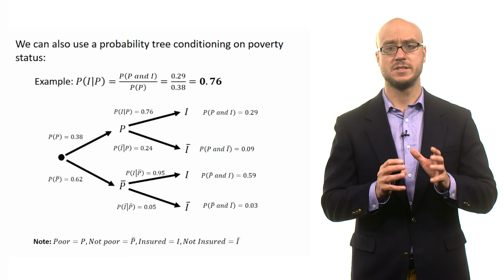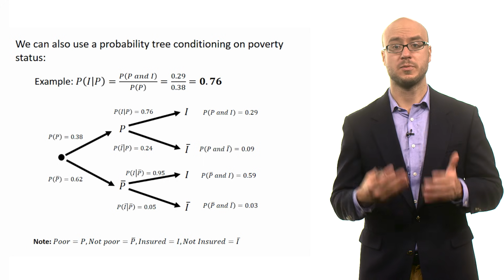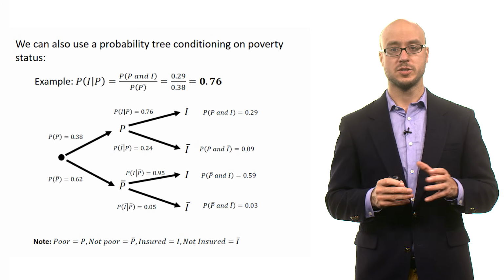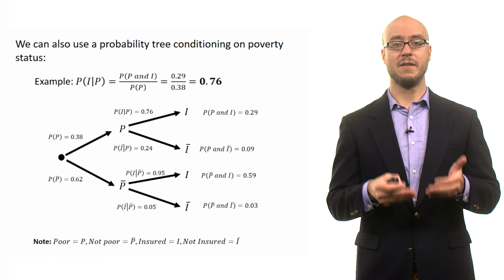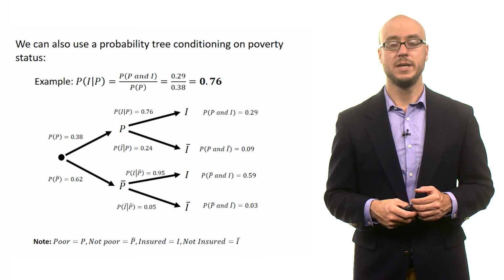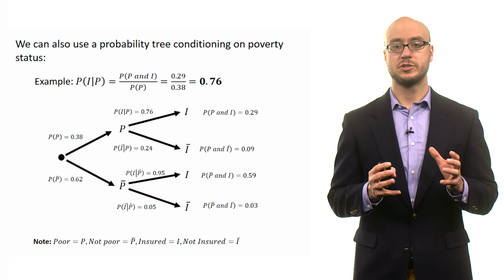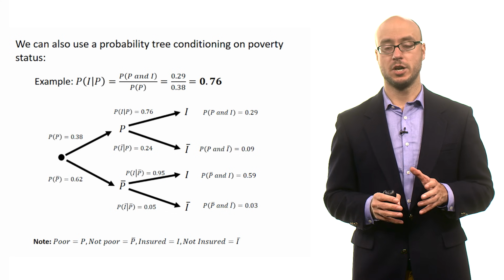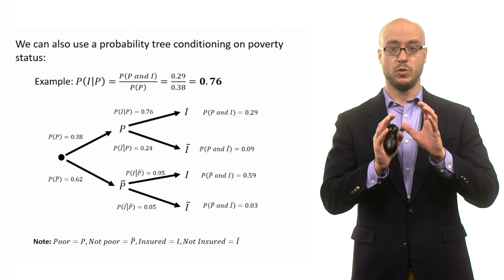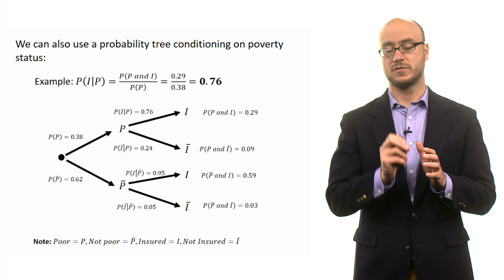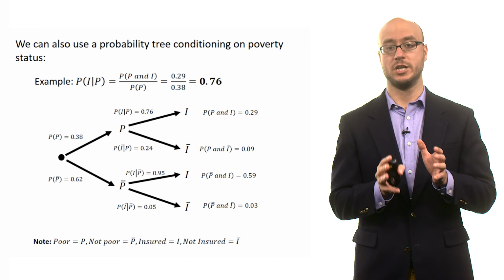We can also visualize and understand this using a probability tree. It's exactly the same as using a probability table. So again, we're trying to find the probability of having health insurance given a person is poor, the probability of I given P. When we write a probability tree, the first thing we want to do is say, what are we conditioning on? Because when you write a probability tree, those first 2 branches are going to be whatever you're conditioning on.